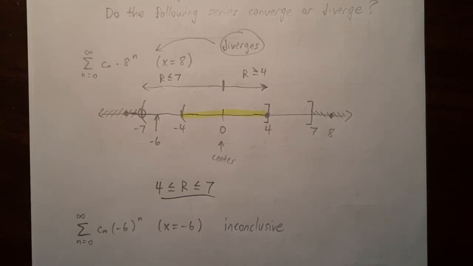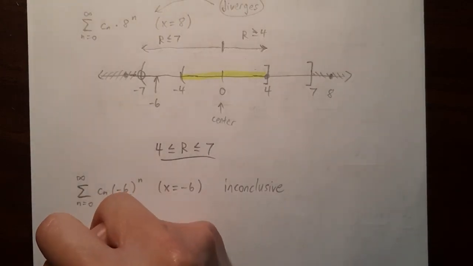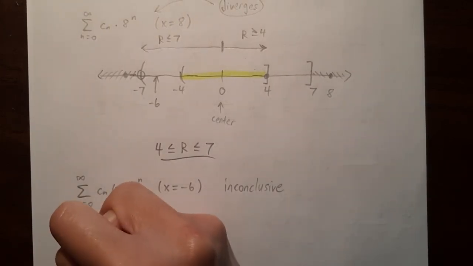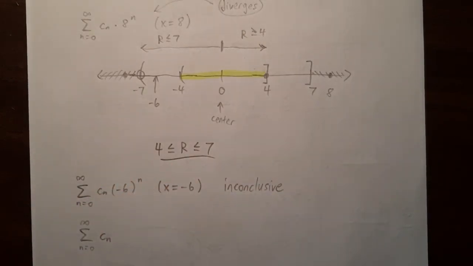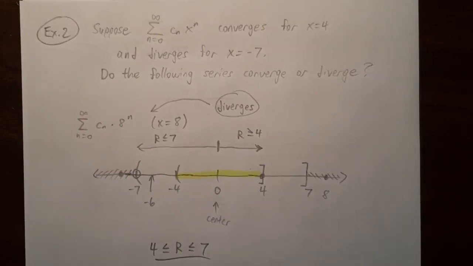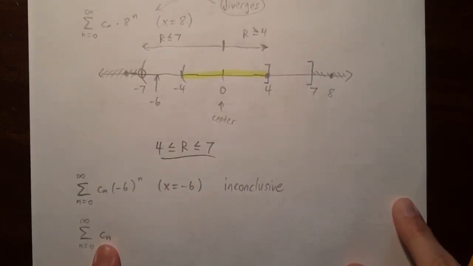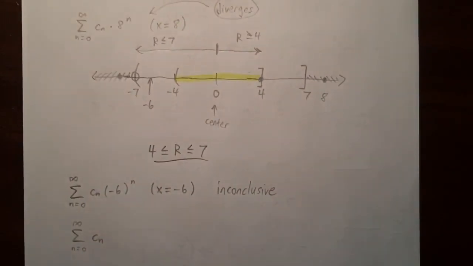All right, well, that one's a bit of a bummer. How about this one, though? This one looks maybe a bit stranger than ones you've seen before. So what about sigma sum of just C sub n? Well, how does that relate to what we started with? So what we started with was C sub n times x to the n. Is there something we can plug in for x that will generate this series?